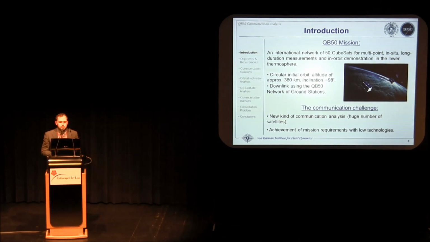Okay, CubeSat mission is a very interesting space mission. It has the main objective to study the lower thermosphere by a network of 50 CubeSats. These satellites will be launched together in a circular orbit at the altitude of 380 kilometers, and they will collect data from the atmosphere, and they will communicate with a ground segment network.